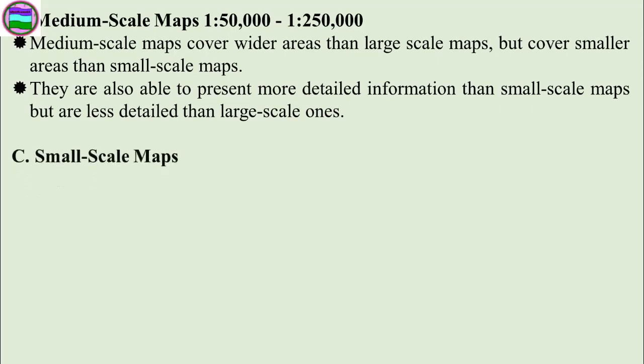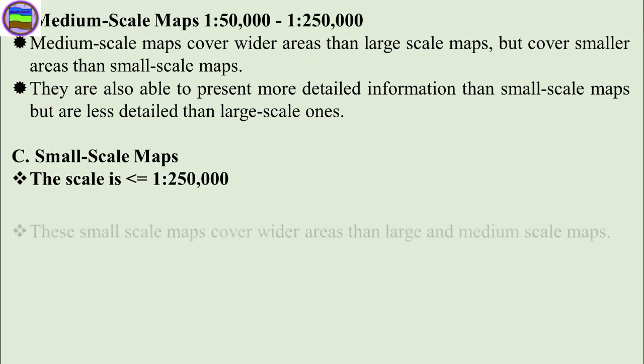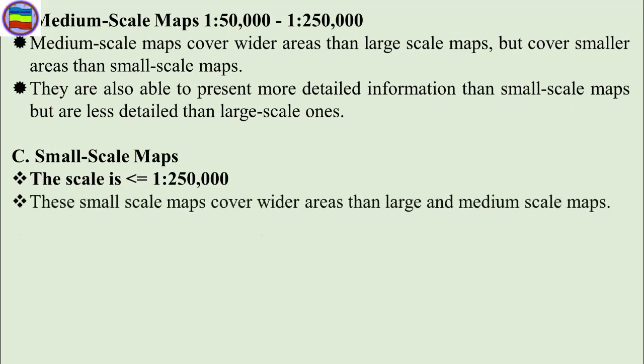Then the third one is the small scale map. The scale is less than this number, and small scale maps cover a wider area than large and medium scale maps. You see, when the scale of the map becomes reduced or small, it covers a large area, but the detail of the information becomes low.